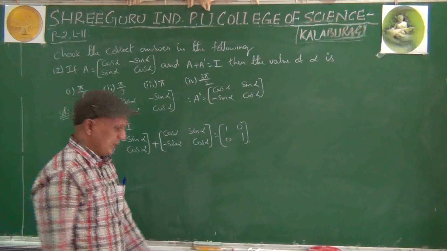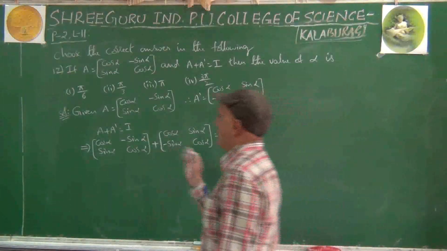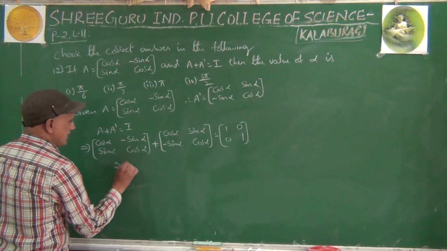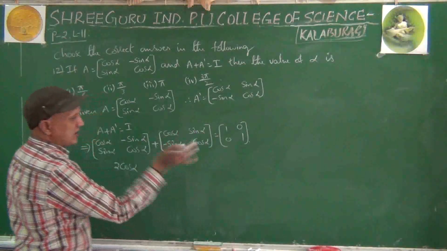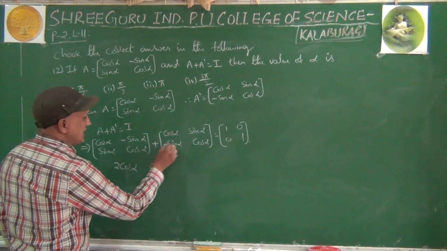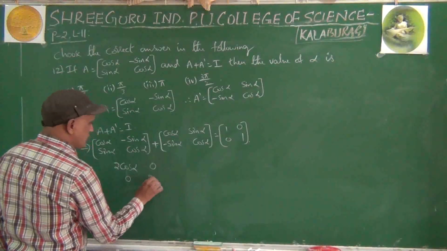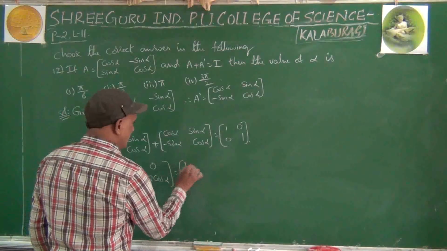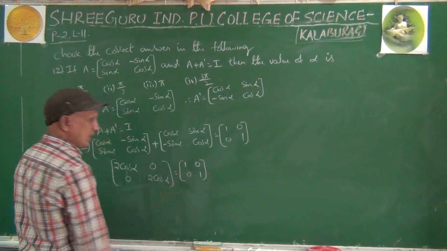I means identity matrix or unity matrix, 1 0 0 1. Let us add both. Cos alpha plus cos alpha is 2 cos alpha. Minus sin alpha plus sin alpha got cancelled, 0. Sin alpha minus sin alpha, 0. Cos alpha plus cos alpha, 2 cos alpha, equals 1 0 0 1.